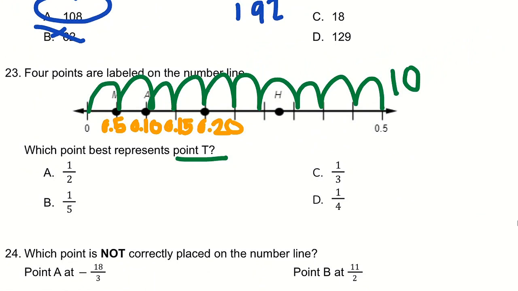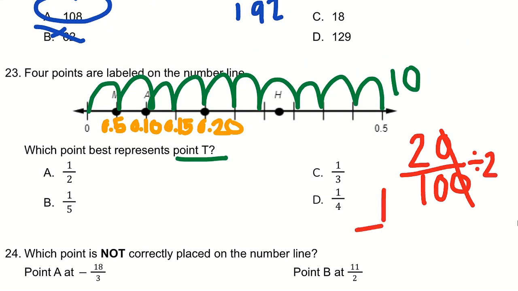That is in decimal form. We got to change it into a fraction, 20 hundredths. Simplify, kill the zeros, divide that by 2. That is going to be 1/5. Our answer is B.